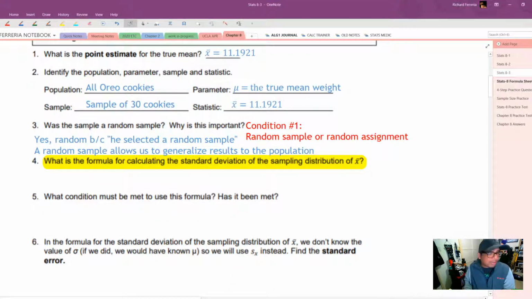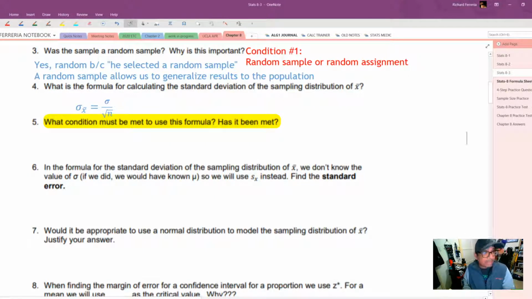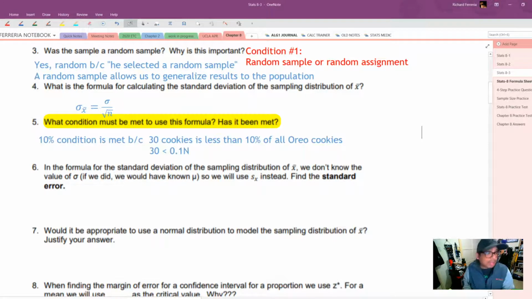What is the formula for calculating the standard deviation of the sampling distribution of x bar? This should be a review. That is sigma x bar equals sigma over the square root of n. What condition needs to be met to use this formula? Just like last time, we need to meet the 10% condition. The 10% condition is met because 30 cookies is less than 10% of all Oreo cookies.